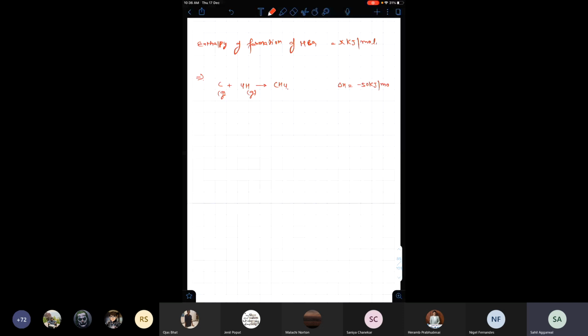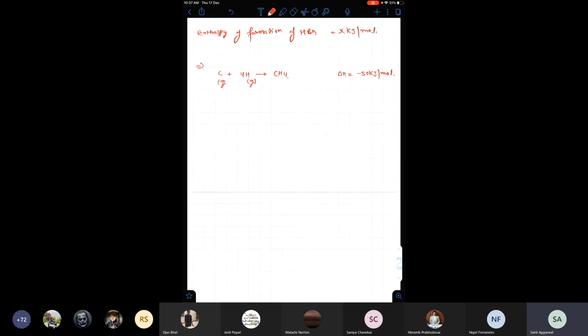Is this the enthalpy of formation? Janil, Amod, Sanika, Yash. Is this the enthalpy of formation? Yash says yes, Amod says no. Is this the enthalpy of formation? Yash, Kamat, Janil. Just wait a minute.